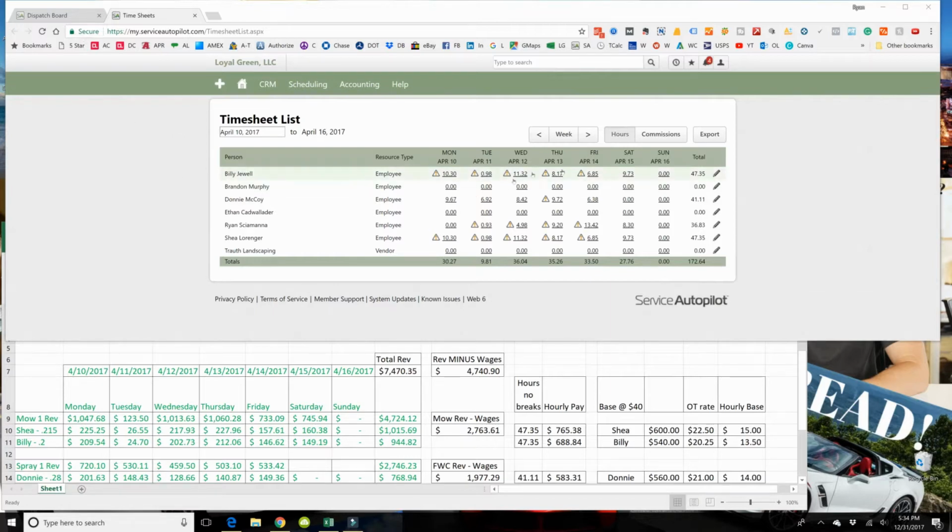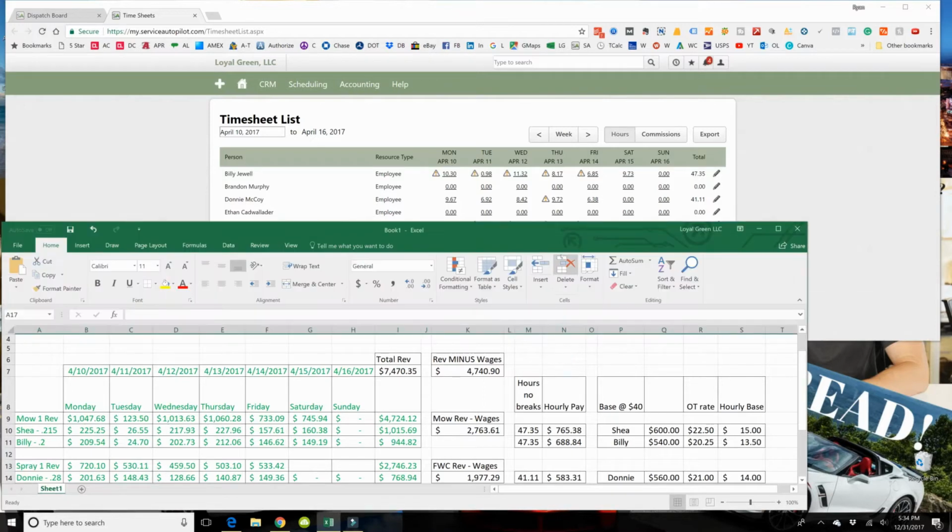So I take the hours right here from the total, and then I put them into my Excel sheet right here where I have hours, no breaks, because I just feel like if my guys are on my clock at work, they're not with their family, they're not at home, they're not doing what they want to do, so I feel like I should pay them that whole time.